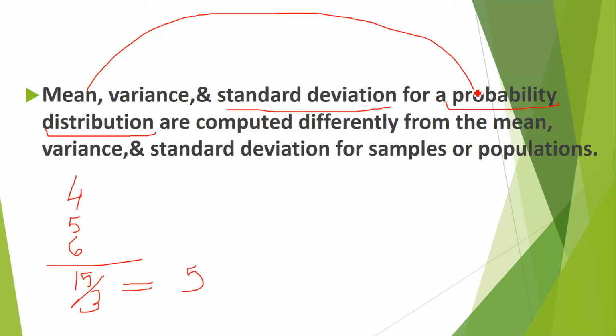First of all, we should know the meaning of probability distribution. I have told you that the range of probability is between 0 and 1, right? And if you add the probabilities of all the sample spaces, it should always be equal to 1.